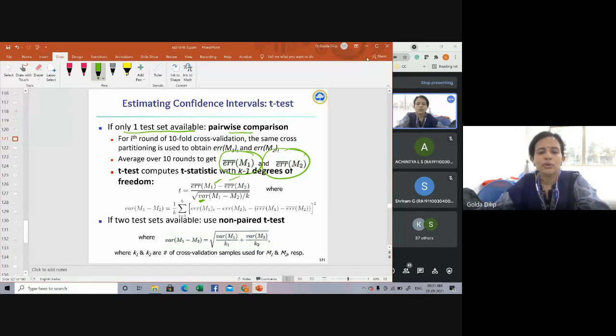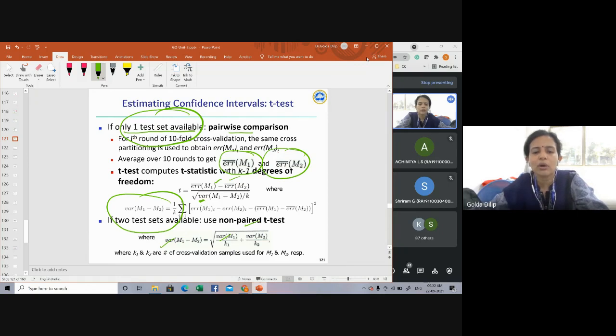This is the case if we are using only one test. In case we are using two tests, then it is a non-paired t-test, and this is the formula for it. You can see the variance of M1 by k1 plus variance of M2 by k2. This is called the non-paired t-test, the two sample t-test. The earlier one is a one sample t-test, and this is a two sample t-test. So that's regarding estimating the confidence intervals.